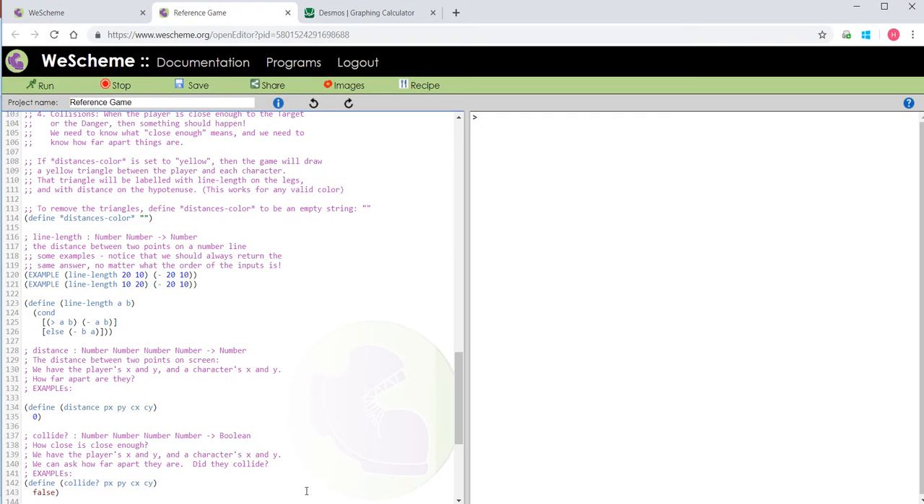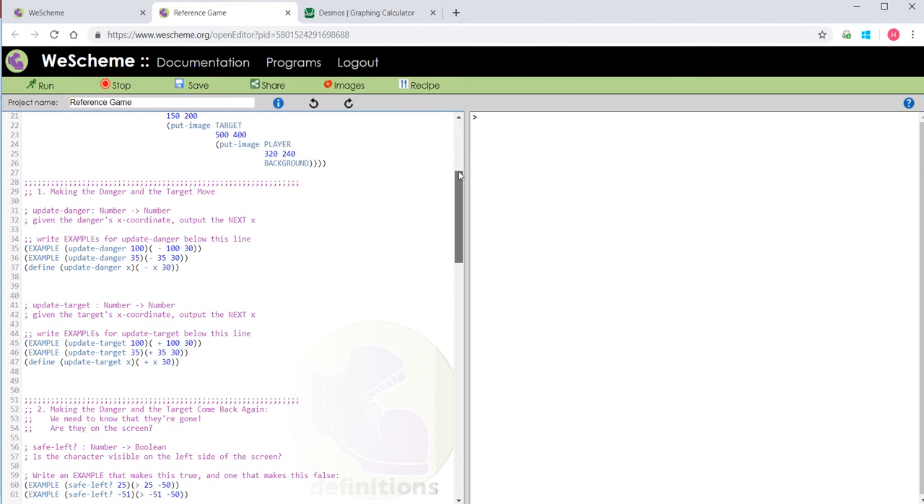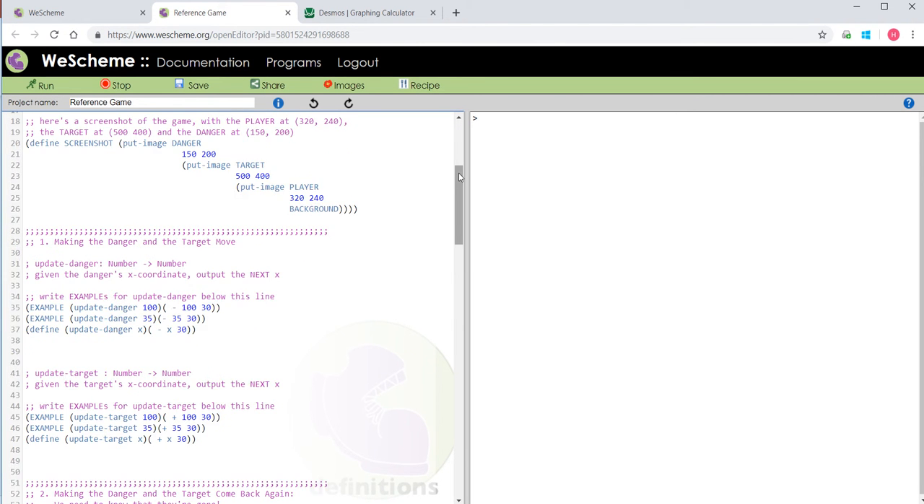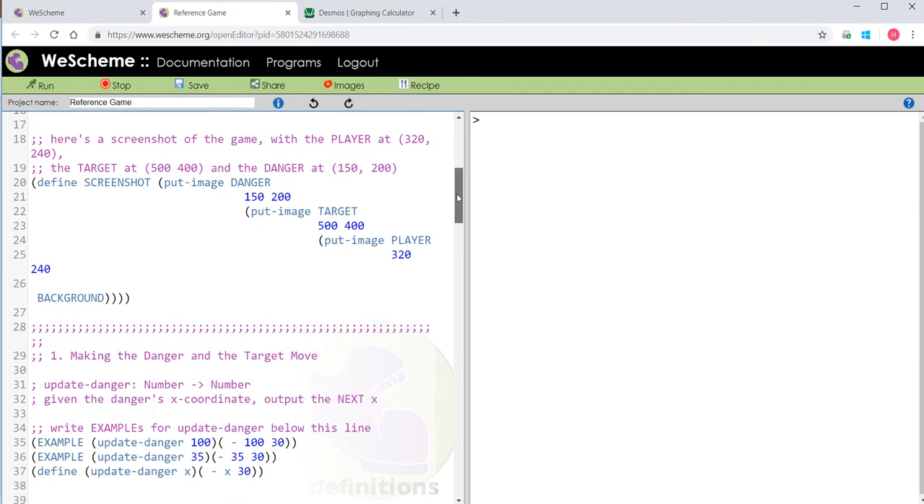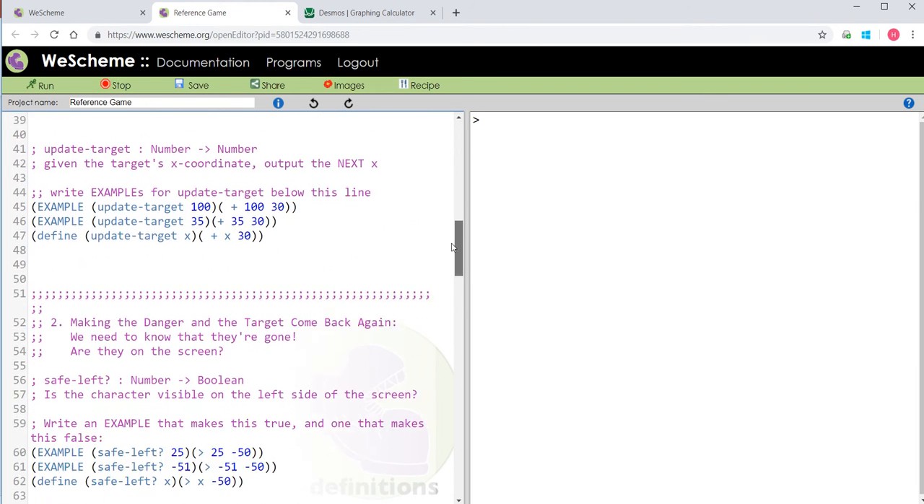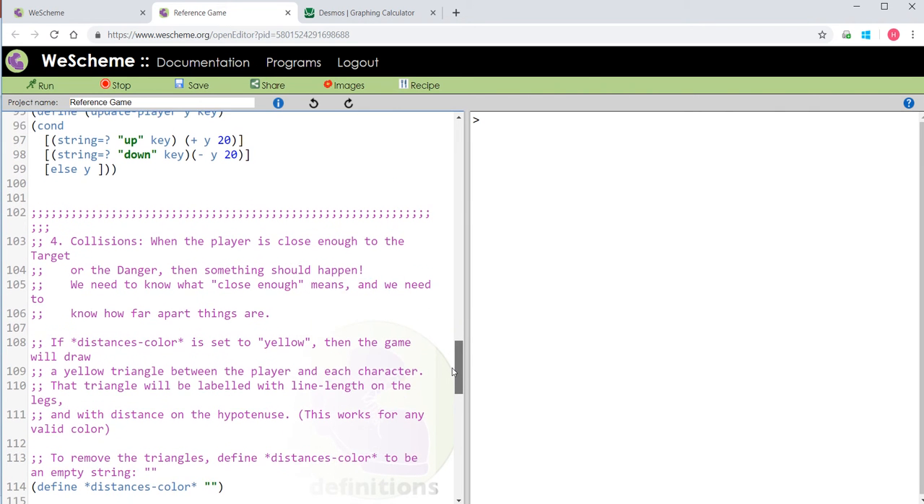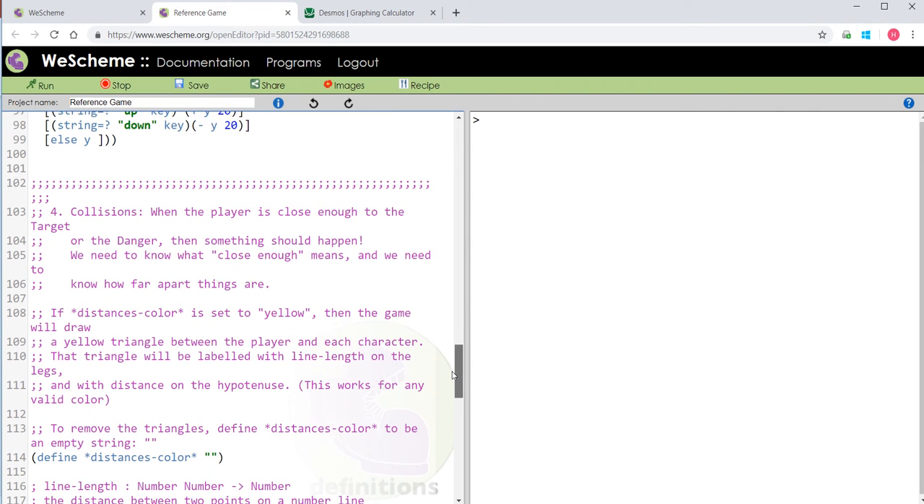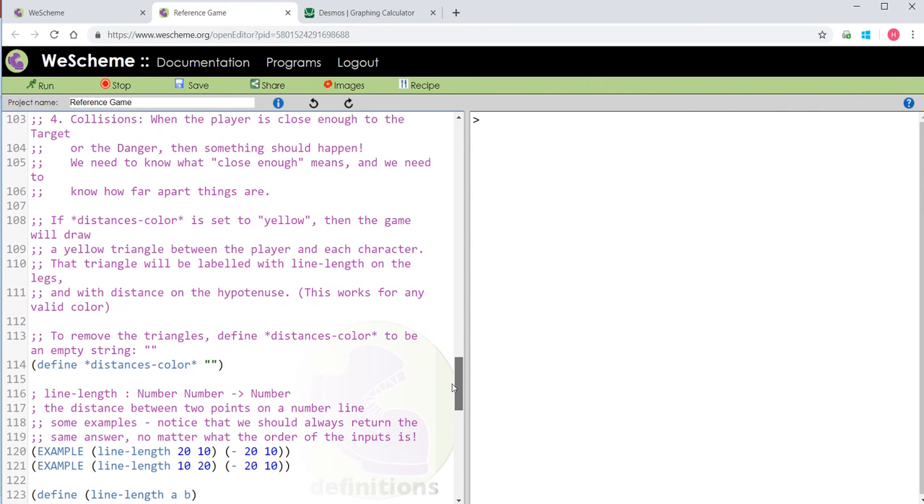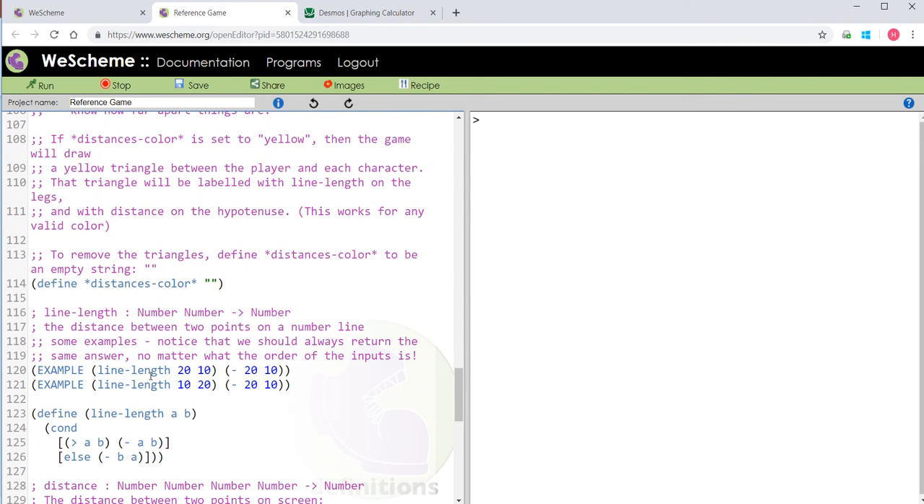And so I'm going into WeScheme, and I'm going to go ahead and scroll all the way down, as you can see from the top. I'll make this a little bit bigger so that we can all see it. Looking down, I see that we have number 4, it says collisions, and then some stuff about distance and color, and here it is, line length. It says line length, number, and then outputs a number.